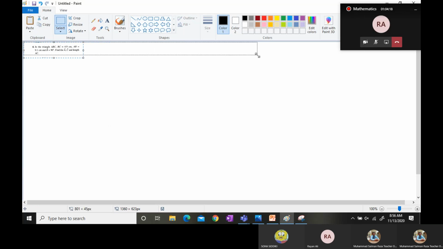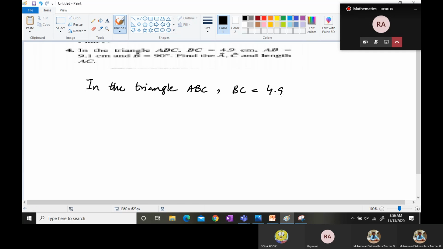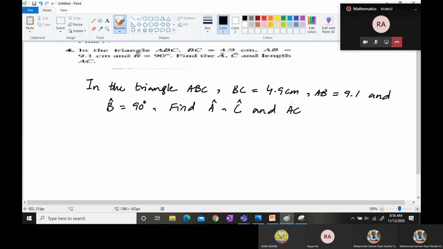You can see it a little enlarged, and it says: in the triangle ABC, BC is 4.9 centimeters, AB is 9.1 centimeters, and angle B is 90 degrees. Find angle A, angle C, and the length AC.